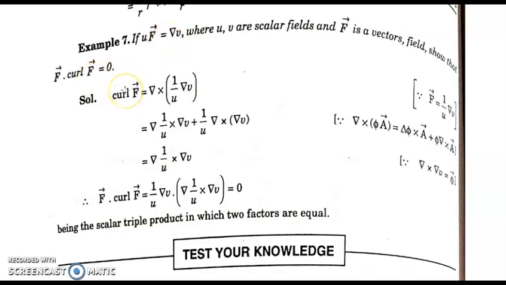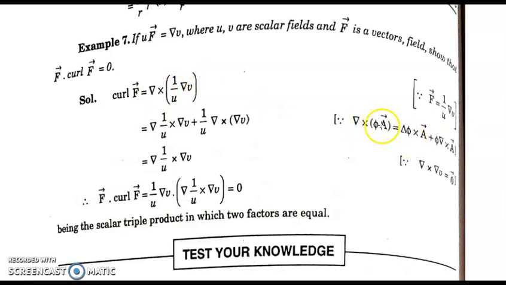So first of all we will find curl f. We need to show that f dot curl f is equal to 0. So curl f is del cross f. So that is del cross 1 by u into del v. Now del v is a vector and 1 by u is a scalar. So it is in the form del cross phi a.